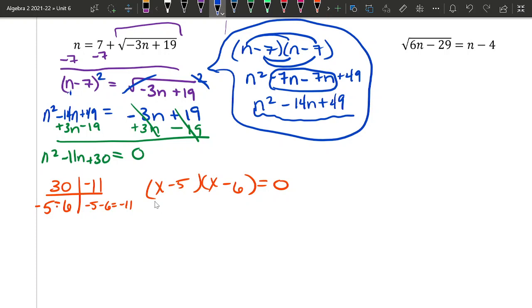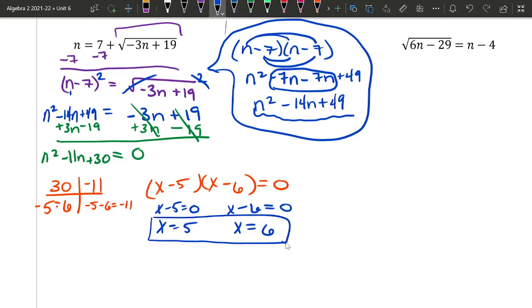But then I need to solve. I need solutions. So I take each one, set equal to 0. N minus 5 equal to 0. So n equals 5. N minus 6 equal to 0. So n equals 6. So that's my two possible solutions. But I have to check them. Maybe they both check. Maybe they're both true solutions. Maybe one of them is extraneous, or maybe they're both extraneous. I have to check.